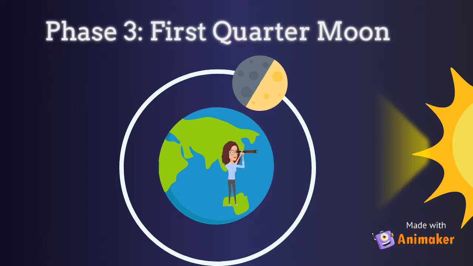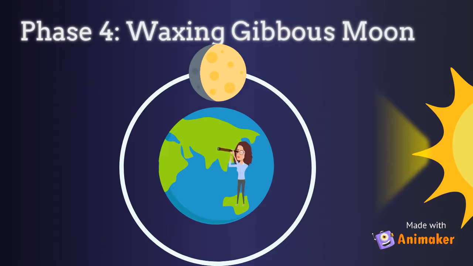The third phase is called the first quarter moon. It is simply when half of the sunlight portion of the moon is visible to us from Earth. You may also know this as a half moon.